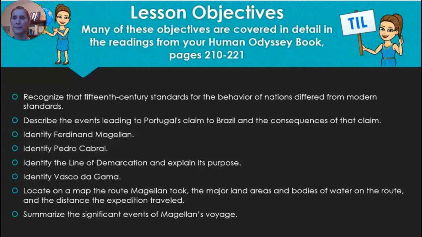The lesson objectives. Recognize that 15th century standards for the behavior of nations differed from modern standards. Describe the events leading to Portugal's claim to Brazil and the consequences of that claim. Identify Ferdinand Magellan. Identify Pedro Cabral. Identify the line of demarcation and explain its purpose. Identify Vasco da Gama. And locate on a map the route Magellan took, the major land areas and bodies of water on the route, and the distance the expedition traveled. Summarize the significant events of Magellan's voyage.